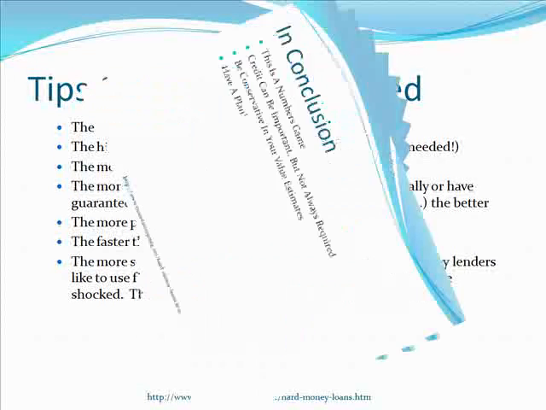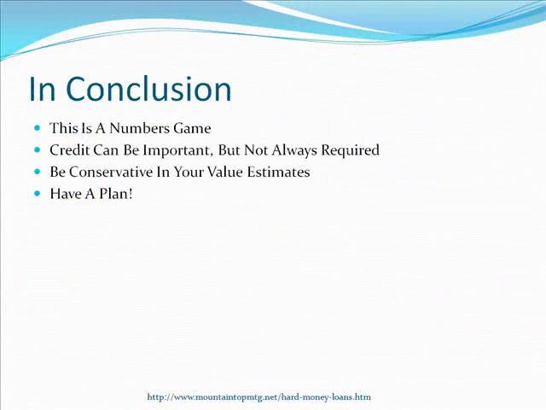So in conclusion, it's all a numbers game. You want to make sure all the numbers line up. You want to make sure you're very conservative in your value estimates, and you've done all your due diligence in getting all of your repair estimates and everything lined up well. Your credit can be important. In most situations, they do look at credit. Credit does not have to be perfect, but the better the credit, the better chance that you're going to get approved. But credit is not always required.